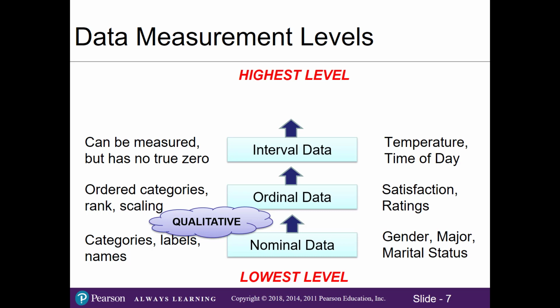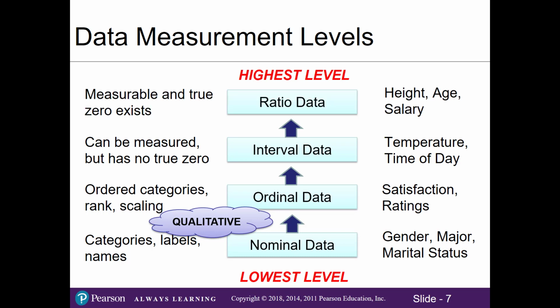Or for instance, if we think of the time of day, if I say it's 0 o'clock, it doesn't mean the absence of time because it doesn't have a true zero, but rather we know that 0 o'clock means midnight. Lastly is ratio data. This is measurable data and a true zero does exist. Examples here would be height, age, or salary. So 0 height would mean I can measure something and it can start at 0 inches or centimeters or whatever unit of measure you're using.